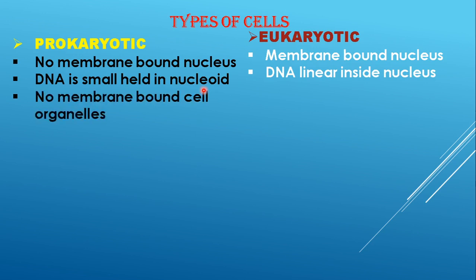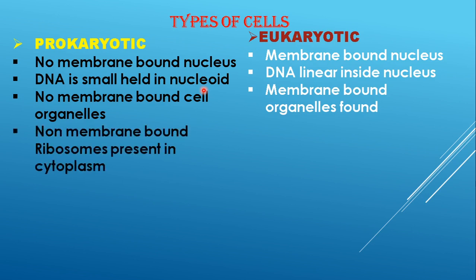Now, prokaryotes will never have any membrane-bound cell organelles. They have a single cell organelle, the ribosome, which is not bound by any covering. Eukaryotes have organelles which are always membrane-bound, with an outer covering. Prokaryotes, as I already said, have non-membrane-bound ribosomes, the only cell organelle present, and they float in the cytoplasm.